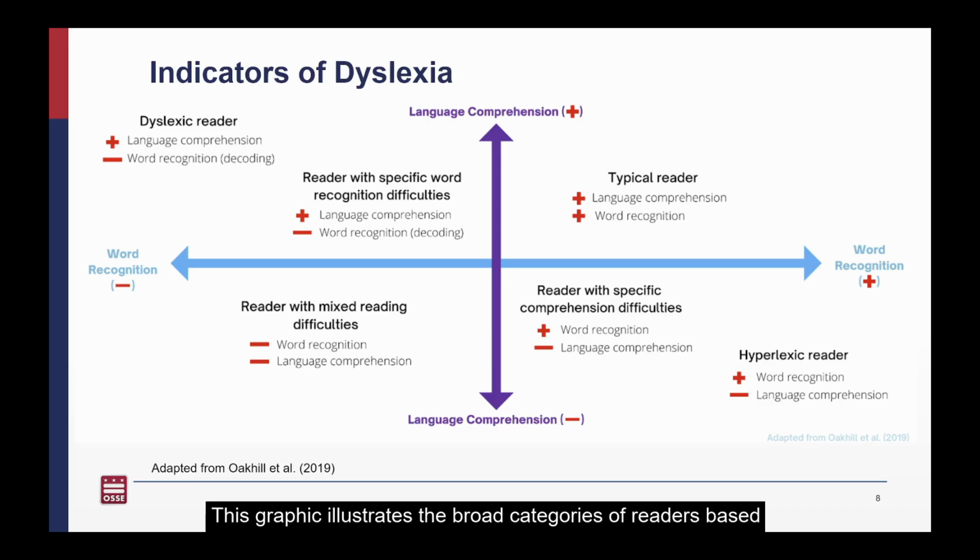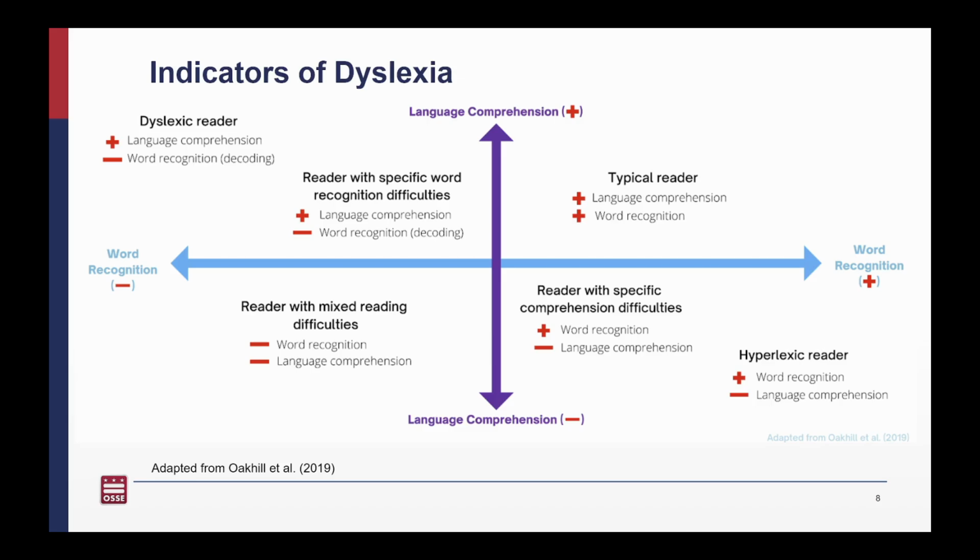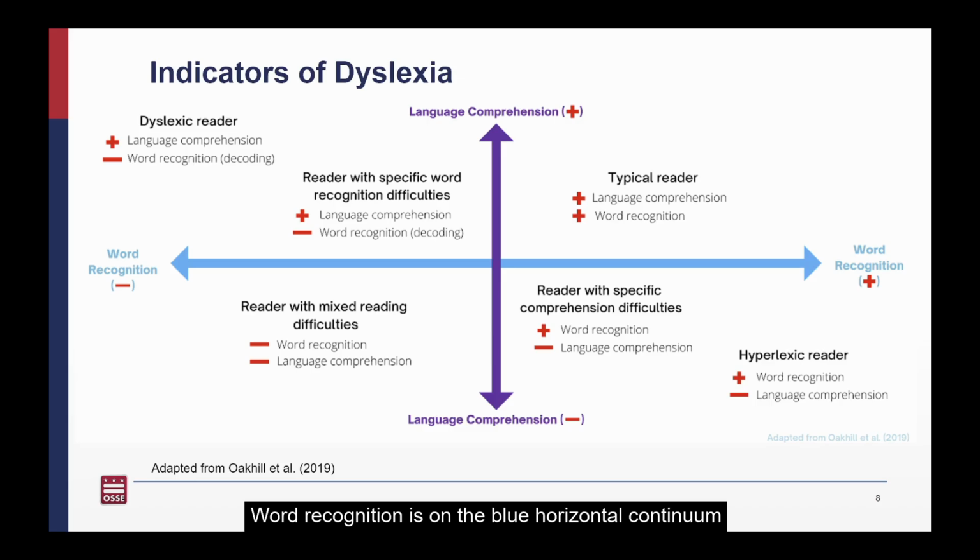This graphic illustrates the broad categories of readers based on the SVR continuum, with language comprehension running vertically as the purple continuum with strengths indicated by the red plus sign and challenges indicated by the red minus sign. Word recognition is on the blue horizontal continuum, with strength indicated by the red plus sign, and challenges indicated by the red minus sign.